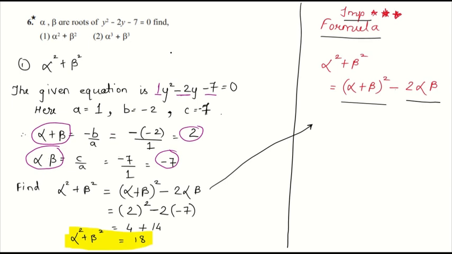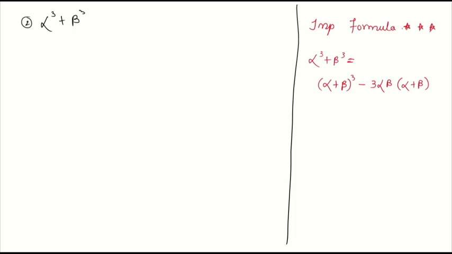Now we also need to find the value of alpha cube plus beta cube. Second one is alpha cube plus beta cube. Another important formula to remember is alpha cube plus beta cube. It is alpha plus beta whole cube minus 3 into alpha into beta into alpha plus beta. So write down the formula for alpha cube plus beta cube. It is alpha plus beta whole cube minus 3 into alpha into beta into alpha plus beta.